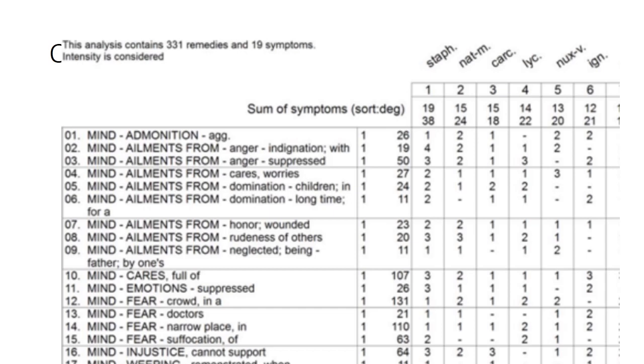Once again, as I told you in the previous case, many of these rubrics are very small. They have just 11, 19, 26, 27 remedies in that rubric. Why am I insisting on using bigger rubrics? We shall just see after a few slides.